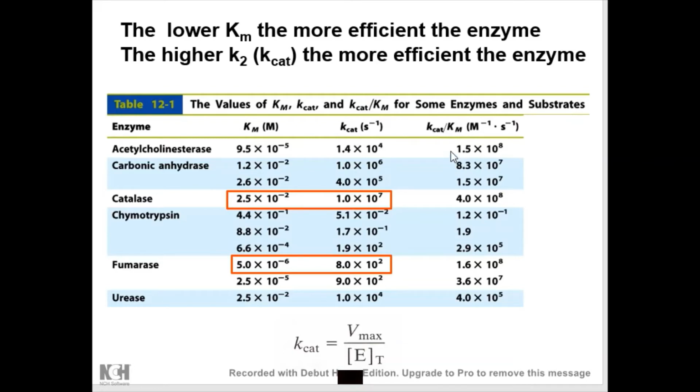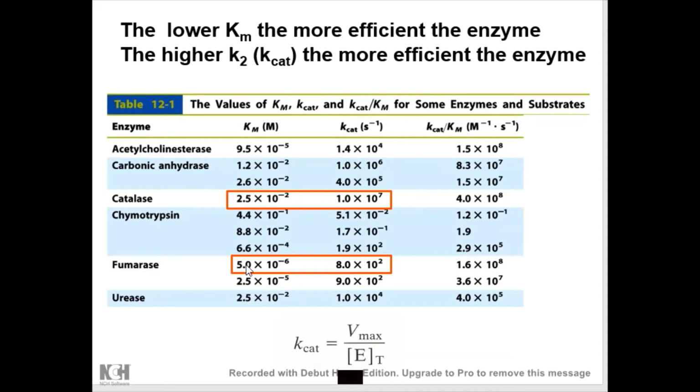I would like to take your attention to two enzymes in this table. Catalase. It has a relatively high Km and high kcat, and the efficiency of this enzyme is high. It's above 10 to the 8 inverse molar by inverse seconds.